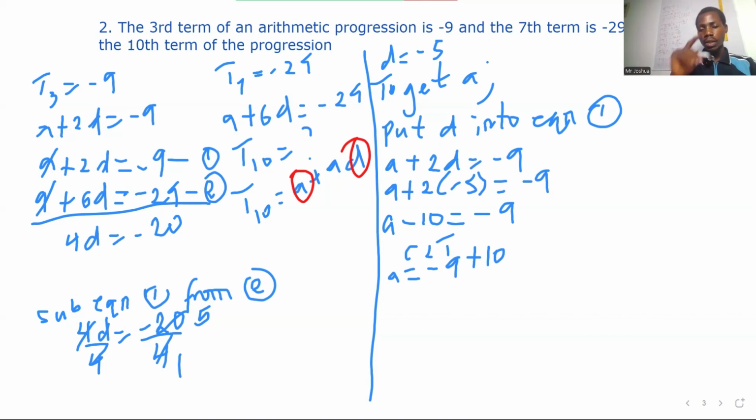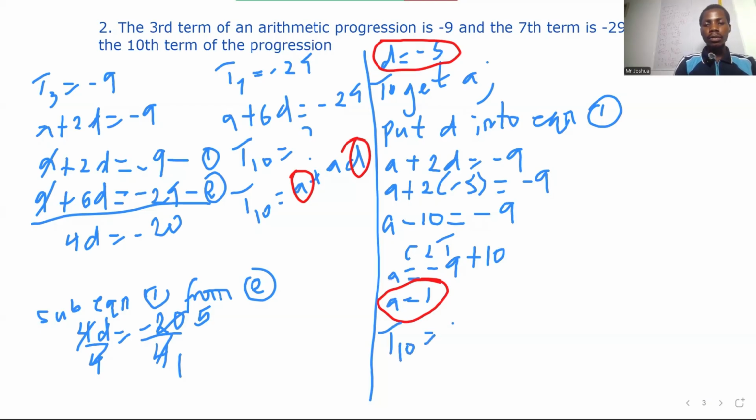When minus 10 crosses over to the other side, it becomes plus 10. So a here is going to give us what? Minus 9 plus 10 is going to give us 1. So now we have a value of a and we have a value of d here. So it's very easy for us to conclude that our T10 from the formula a plus 9d will be what? T10 equals 1 plus 9, open brackets, the value of our d, which is minus 5.